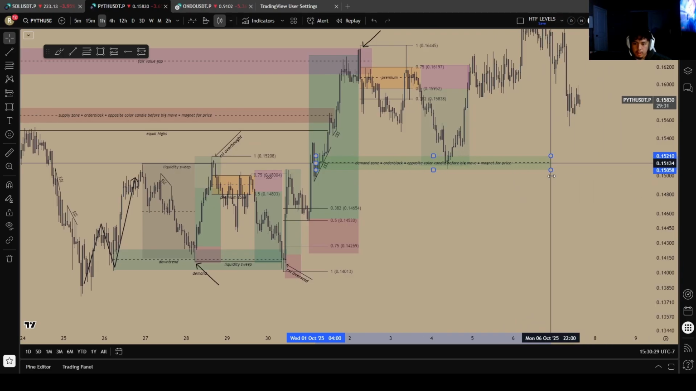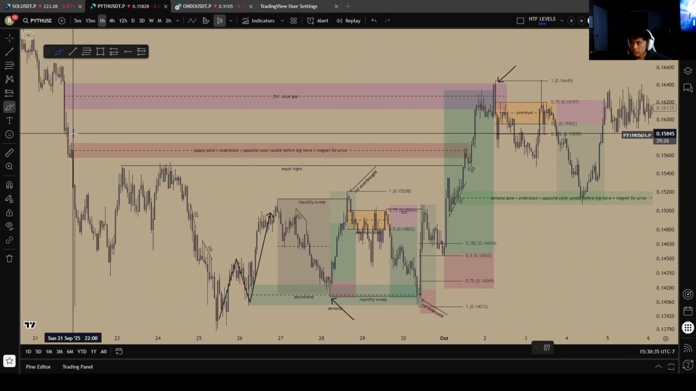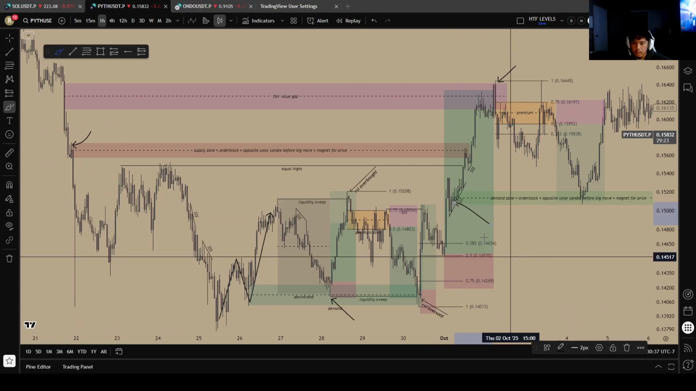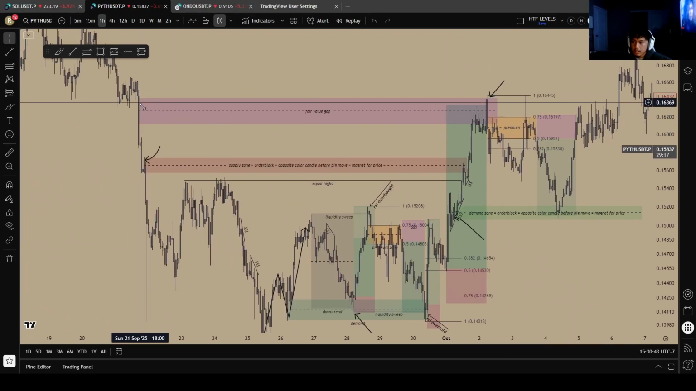I'm trying to see how to make this. Okay, something like that, right? I'm just going to show you, it's literally this candle right here and then this candle right here. That's what we call an order block. Fair value gap, again, is just three consecutive candles, 1, 2, 3. The gap is in between the first and the third.